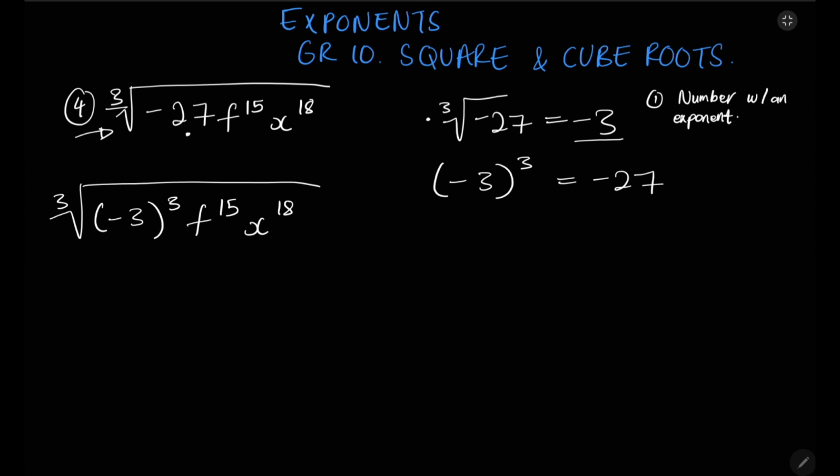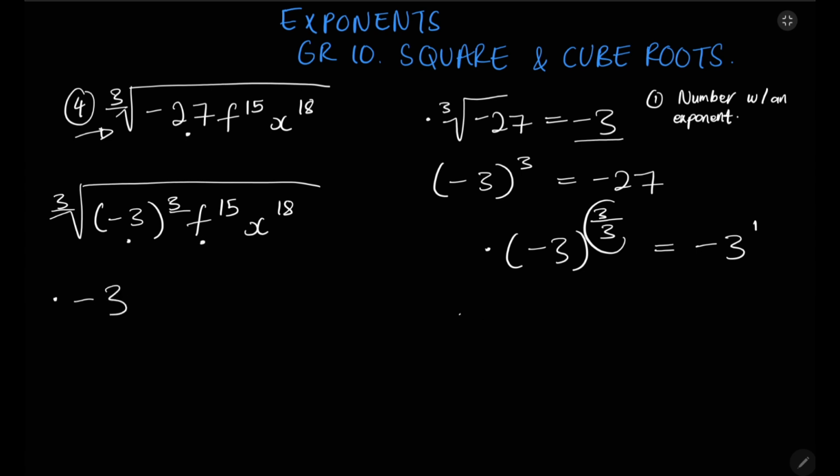Now let's solve. We start with this. This will be negative 3. What is your inner? 3. What is your outer? 3. So what is 3 over 3? It's 1. So this is negative 3 to the power 1. So you may just write this as negative 3. You no longer need a bracket.